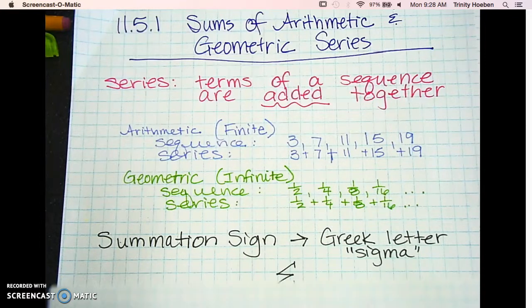So this is what we call the summation sign. It's the Greek letter sigma. It kind of looks like a capital letter E with these funny little things coming in.